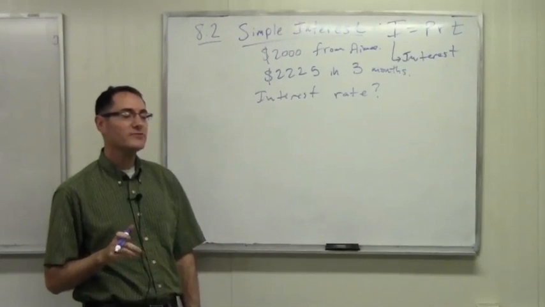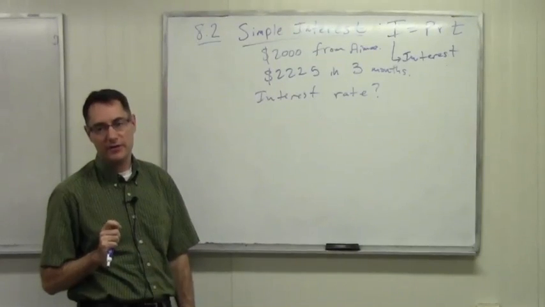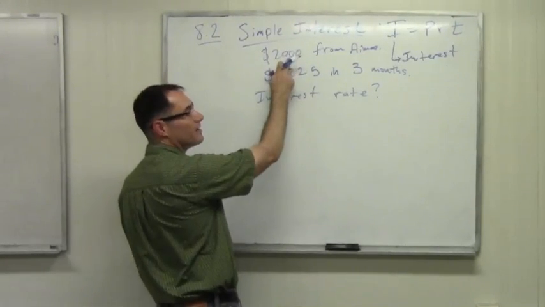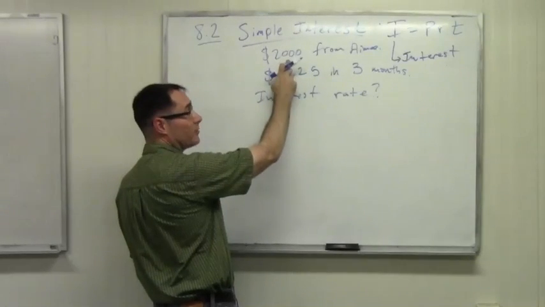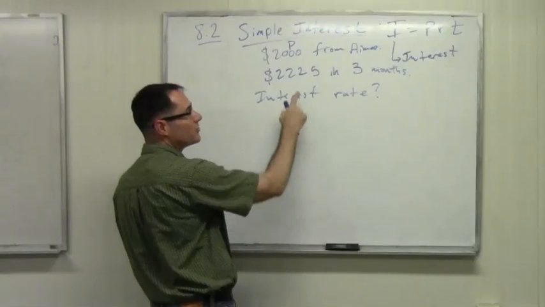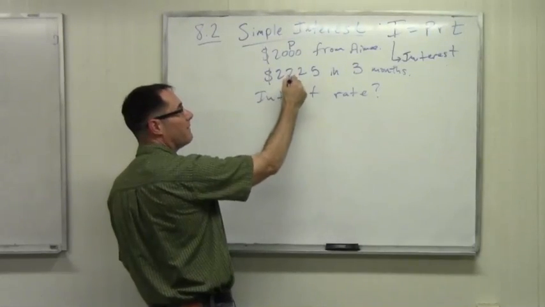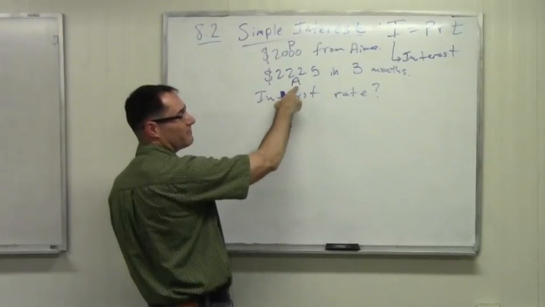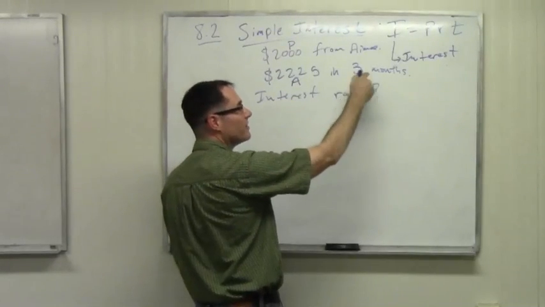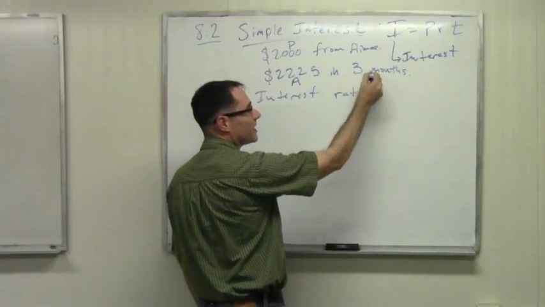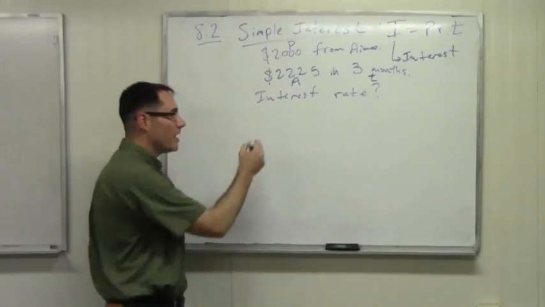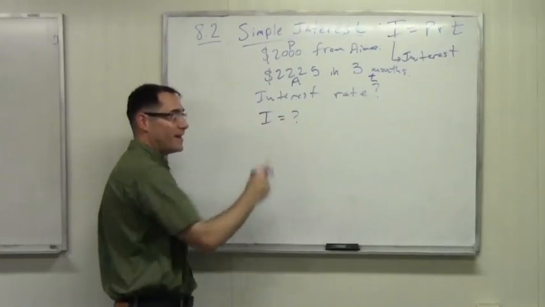This one, you have to do a little bit of algebra to figure out. Because we are given what? We are given the amount you're borrowing, which is the principal. You're also given the amount, or the future value. You're also given the time. What aren't you given? You're not given the interest rate, because that's what you're trying to find out.